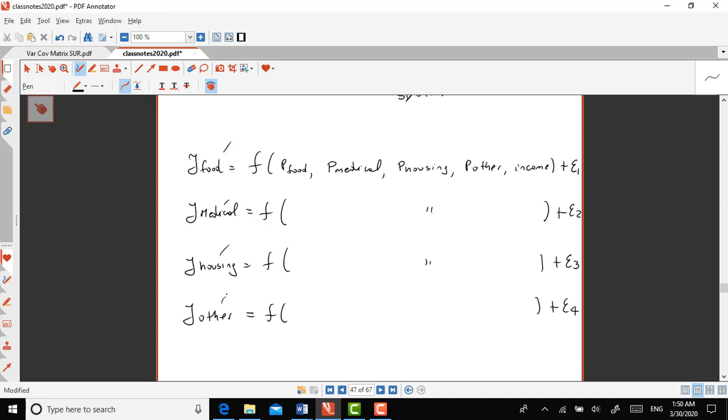So basically, the idea here is that we have four equations, and we need to estimate the demand, and we need to estimate the coefficients for each of these equations. Okay, so that's the general setup.